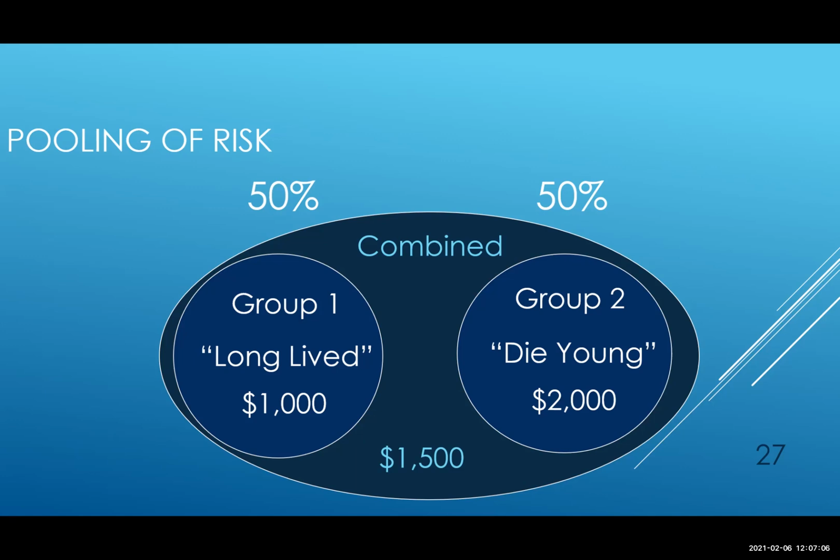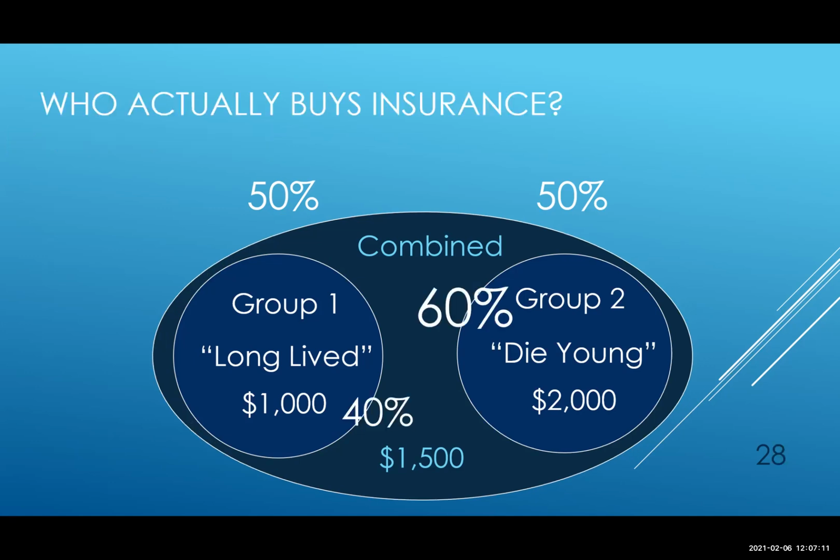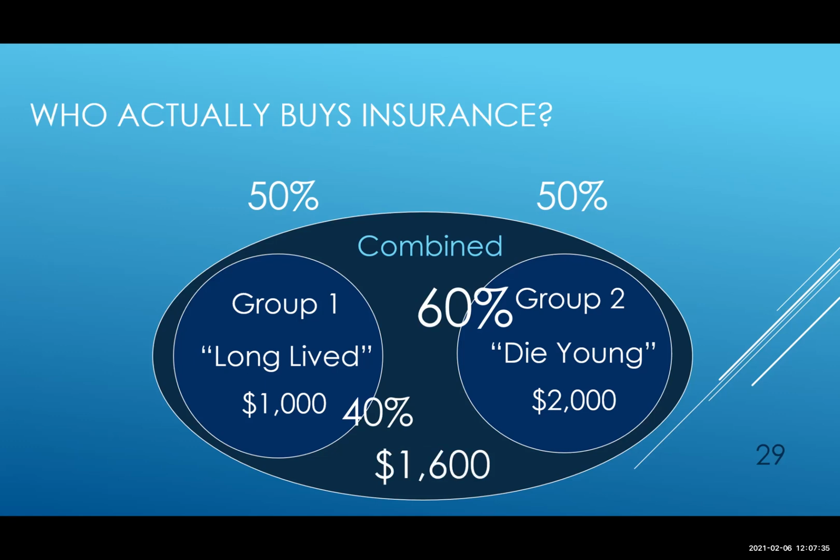But without some sort of mandate saying that everybody needs to get health insurance, what happens is only about 40%, I mean, these are just numbers, this obviously could be different, but instead of it being 50-50, only 40% of group one end up getting health insurance, and 60% of group two get health insurance, which then increases the premiums to $1,600.